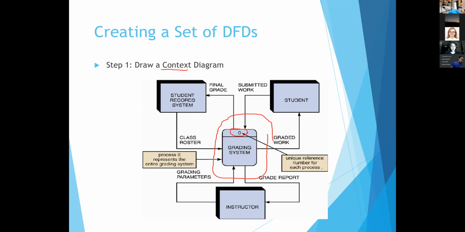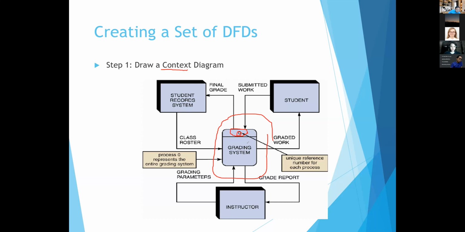The yellow box shows you the unique reference number for each process. In the context diagram, I told you already that you must have process number 0 only, and process 0 represents the entire grading system. I can tell you that the context diagram works as the table of contents of a book, but this is the table of contents of the whole information system. It tells us the entities, and it tells us the data flows that are sent and received between each entity and the system. And then it tells the system name, just that.